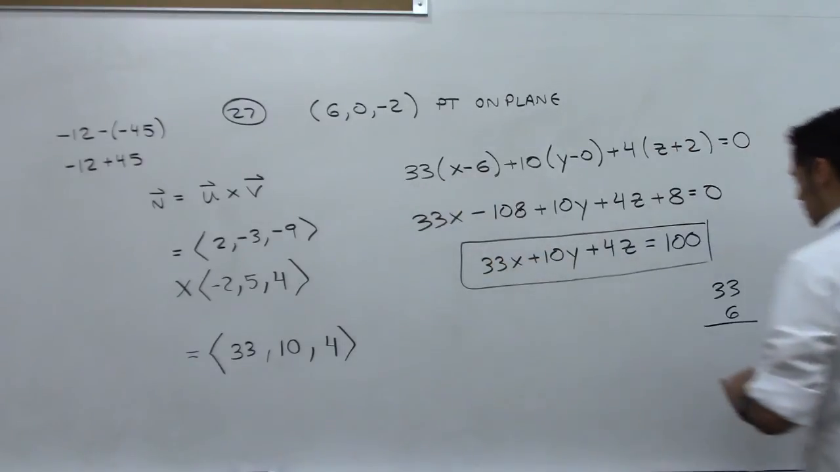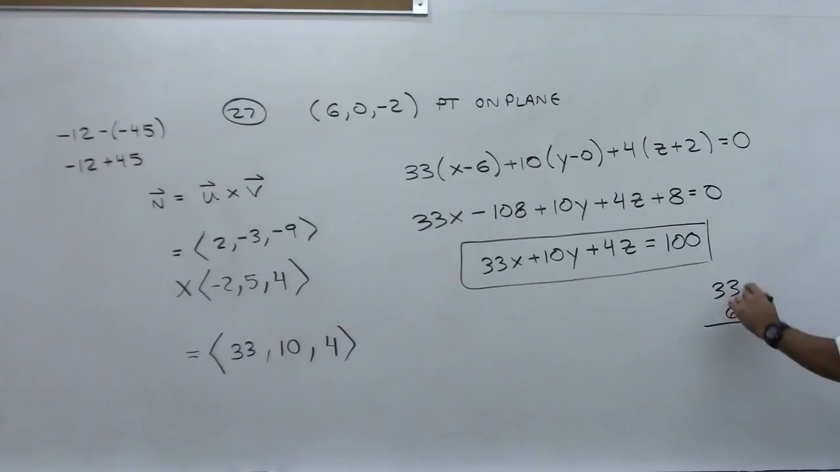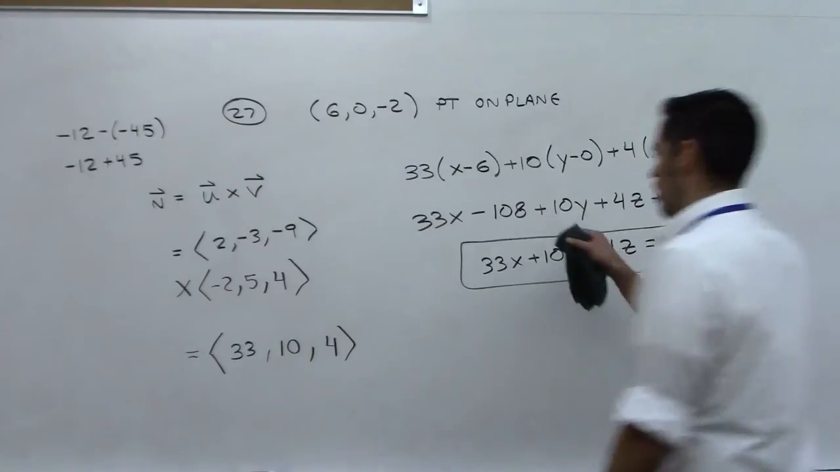33 times 6. So it's 180 plus 18. I said, I don't even know what I said, 100 plus 18? 90 plus 18? I don't even know. This should be 180 plus 18, so 198. That should be 198. I put 108.